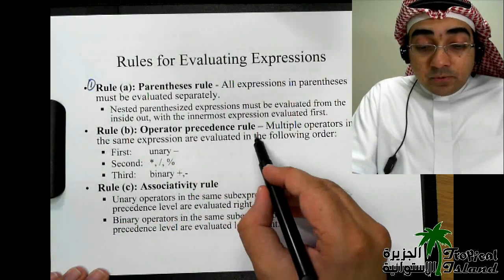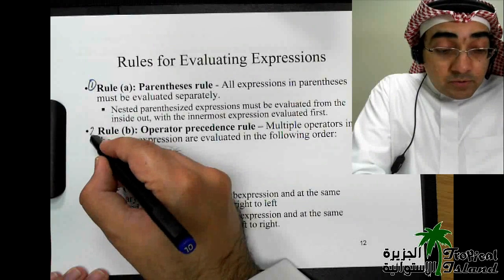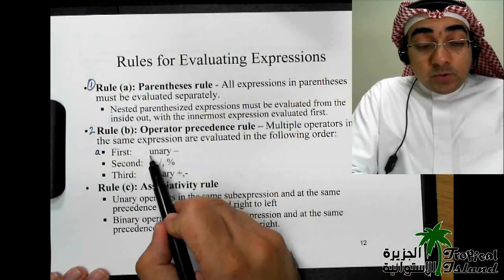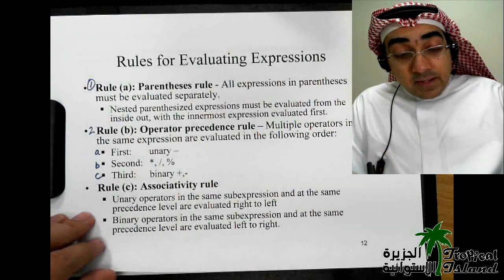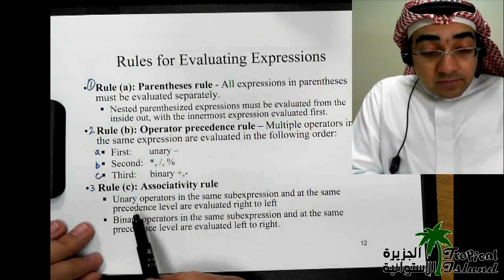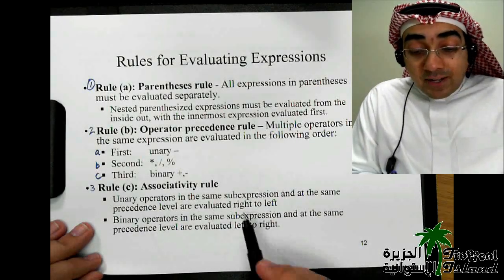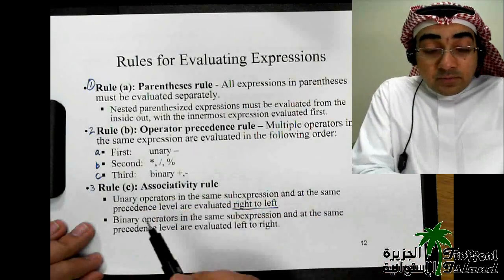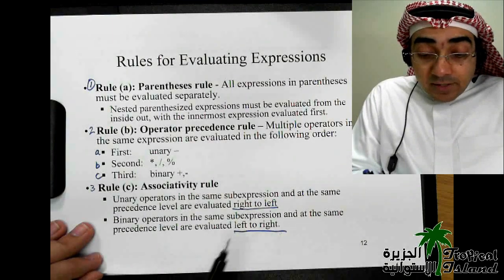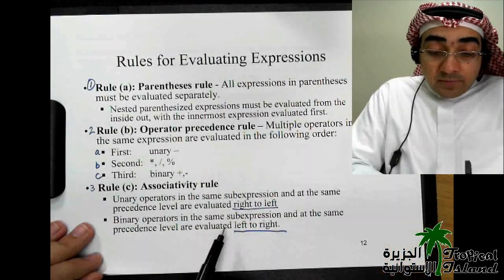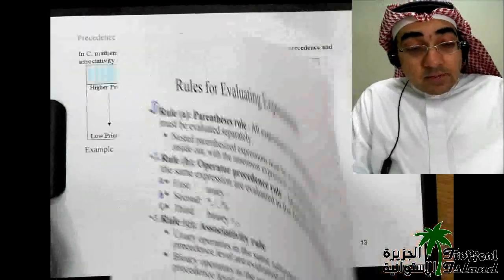Rule 2 is the operator precedence rule. Multiple operations in the same expression are evaluated in the following order. A, first you do the unary. Then B, you do the multiplication, division, and modulus. Then C, you do the binary addition and subtraction. Rule 3 is the associativity rule, where unary operators in the same subexpression and at the same precedence level are evaluated right to left. This is very important, right to left. So you evaluate unary from right to left. And binary operators in the same expression and at the same precedence level are evaluated from left to right. So the unary is from right to left, and the binary is from left to right. It's going to become clear in the next example that we're going to take.